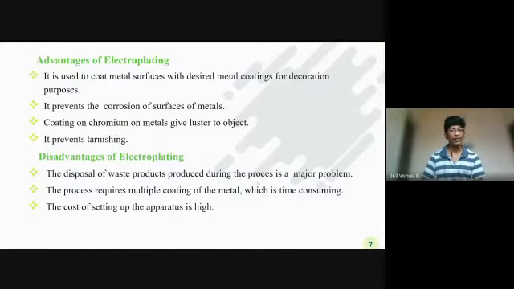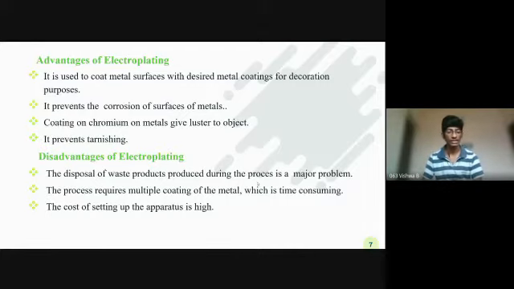Advantages: it is used to coat the metal surface with desired metal coatings for decoration purposes. It prevents the corrosion of the surface of metals. The main purpose of electroplating is to protect the surface from other foreign particles. Another, the coating of chromium on metal gives luster to the object. The luster means a bright surface, a bright color to the surface of the object.